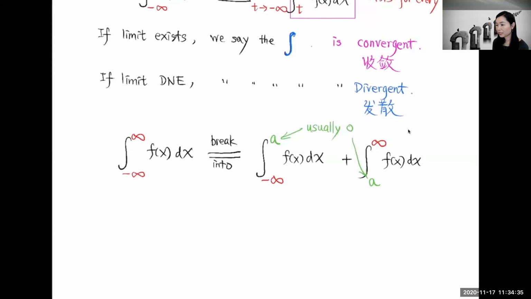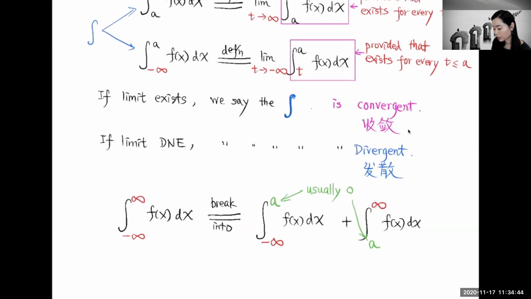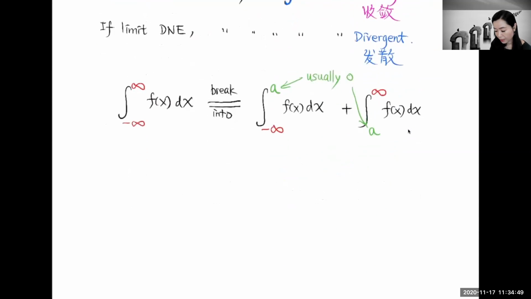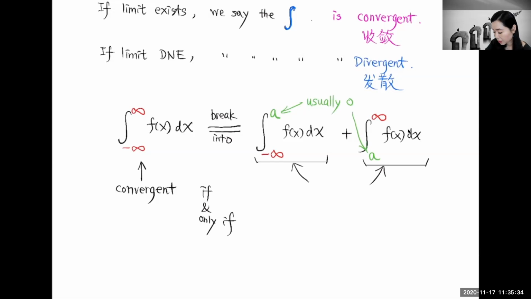Once you break it into these two parts, then for this part you use this definition, and for this part you use this definition. Now this improper integral over here is convergent, providing that both this integral and this integral are convergent. So this integral is convergent if and only if both of them are convergent. What does that mean? That means if one of these two integrals diverges, then the sum is going to be divergent.